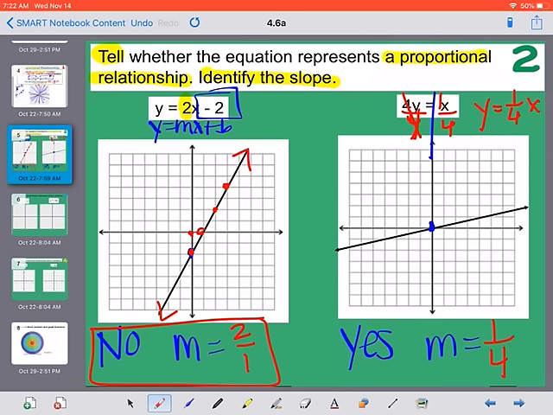So our slope, m, is 1/4, and that should match our graph. Rise 1 and run 4. Rise 1, run 1, 2, 3, 4. That matches our graph. So there's our answers.